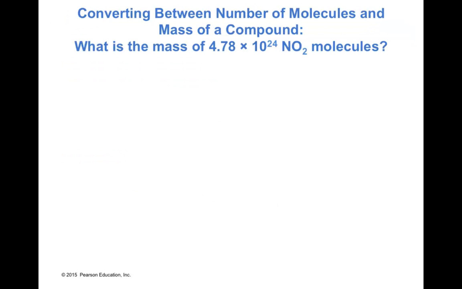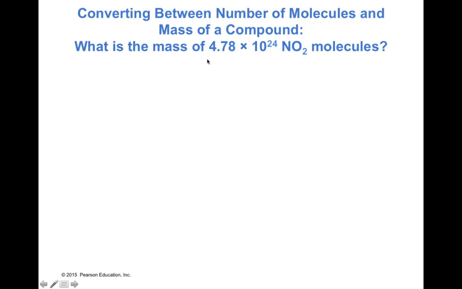So, converting between number of molecules and mass of a compound. Remember, now because we're talking about a compound, we're talking about molecules. In the other example, we were talking about elements, so we could calculate the number of atoms. Eventually, we can also calculate the number of atoms from a molecule. But for now, we want to calculate the number of molecules when we have the mass of a compound.